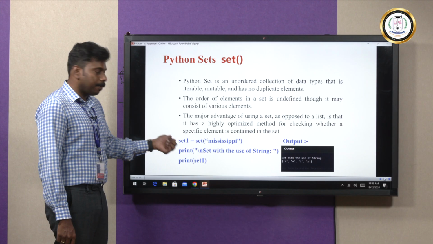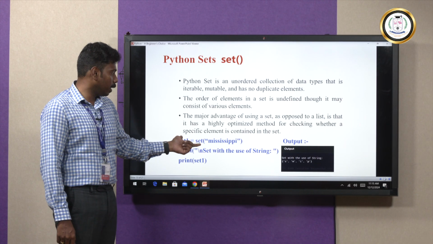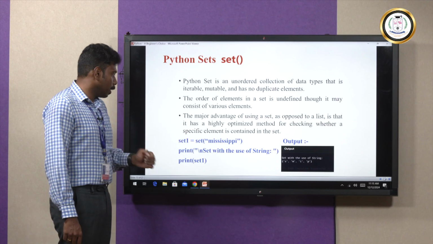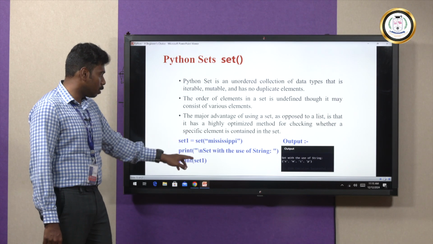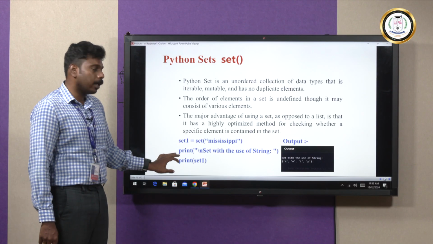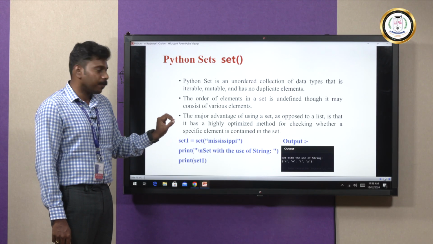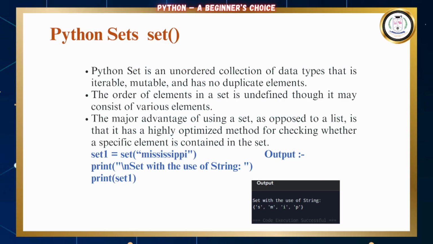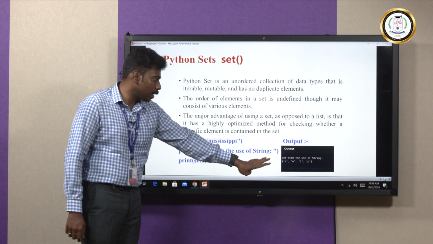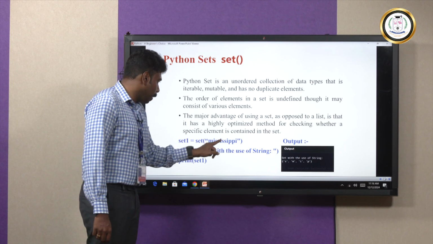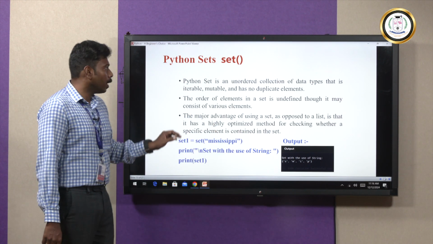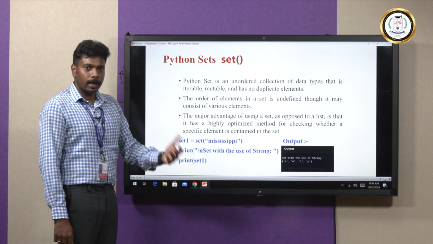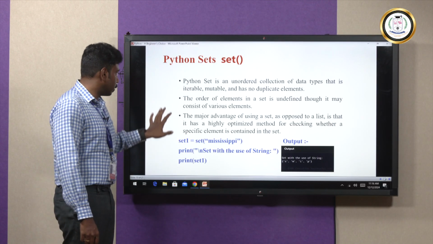So let me take set 1. I am giving the word Mississippi in set. I am printing a line within double quotes using a string, and I am checking which characters are repeated again and again. You can see that in Mississippi, one M is displayed, and we have 4 I's but one I is displayed, and 4 S's but 1 S is displayed, and P, we have 2 P's and 1 P is displayed. So sets are used in order to avoid the repetition of the same characters or elements.